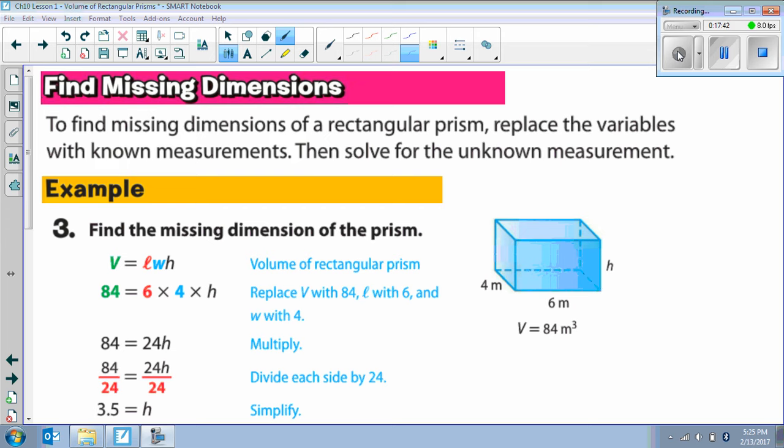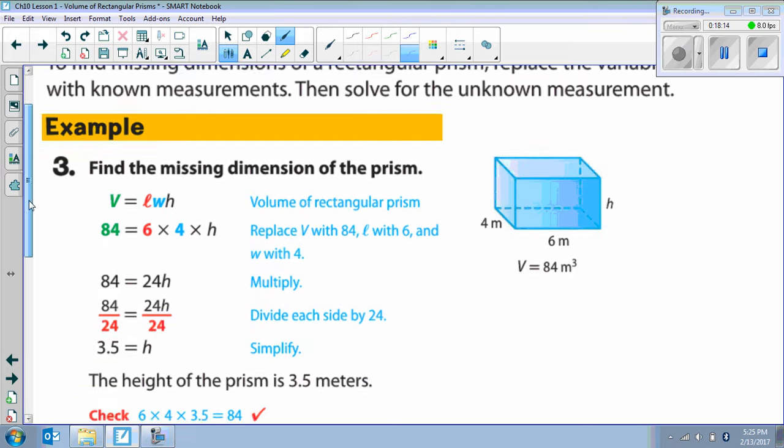All right, so now we're going to find missing dimensions. Now, when we're finding the missing dimensions, it's the same thing as we were doing with the trapezoid, the same thing we were doing with the triangle, same thing we're doing with the parallelogram. You write your formula, you do your substitutions, you're going to substitute what you know, and then you're going to solve using your inverse operations for your unknown variable.